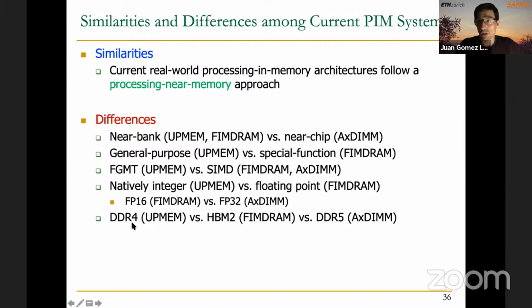And then another difference across all these types of memories is the actual memory that is being used, right? In the AppMem, it's a DDR4 DRAM memory. In FinDRAM, it's HBM2. In AXTeam, it's DDR4 in the implementation that we have discussed today, but apparently they will release at some point some DDR5 implementation, as we have seen from pictures from Samsung. So these are important differences.